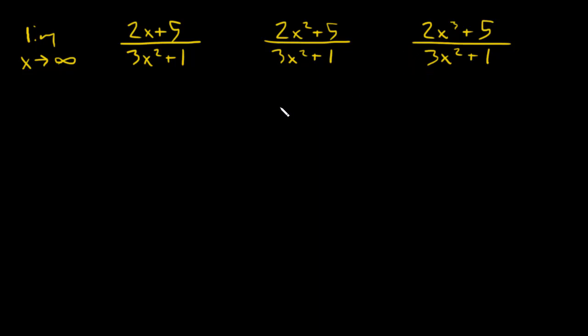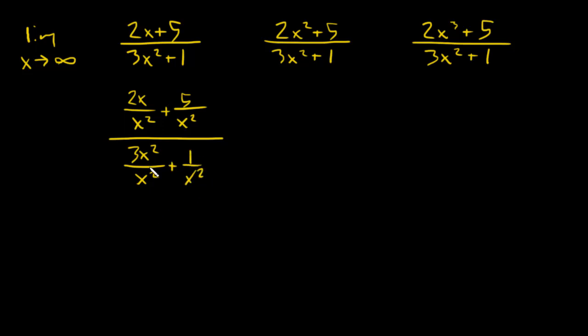Okay, so let's kind of take this in stages. I'm going to work this one first, straight down, so here we go. I'm going to divide every term by the highest power x, which in this case is going to be x squared, so it's going to be 2x over x squared plus 5 over x squared over 3x squared over x squared plus 1 over x squared. So this is going to simplify to 2 plus 5 over x squared over 3 plus 1 over x squared.